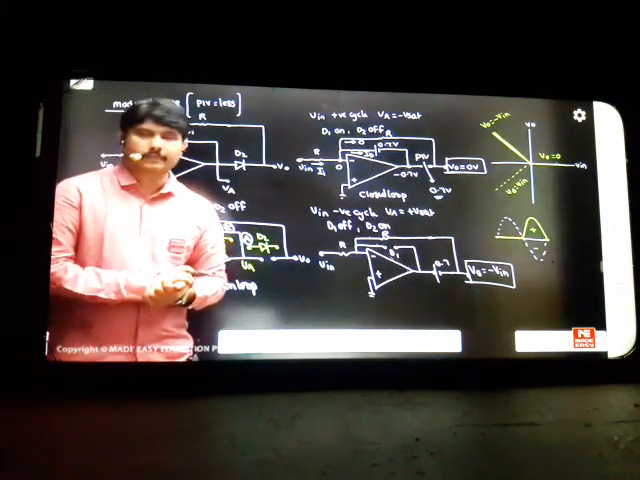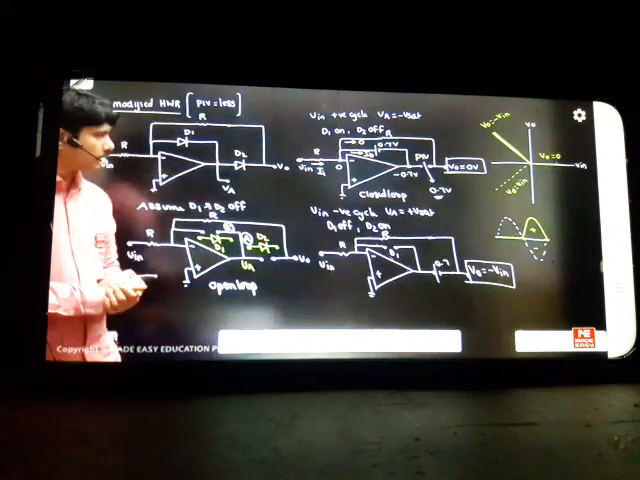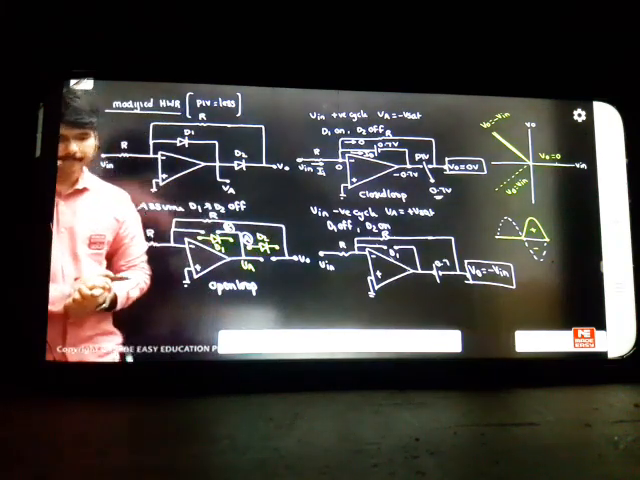Okay, in most years they'll ask you this type of question. There is a good chance of them asking about precision rectifiers. That's why you should tackle these questions with this knowledge that I'm teaching on the board.